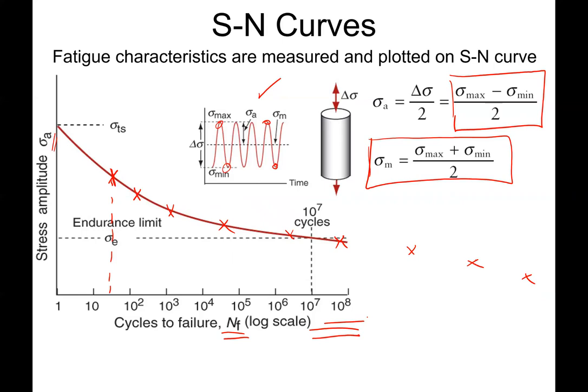But in these cases where there isn't a well-defined limit on the stress to cause fatigue, we like to use something called an endurance limit, and that's just defined as the stress at 10 to the 7 cycles, which for many applications is considered a long time, sufficient time.